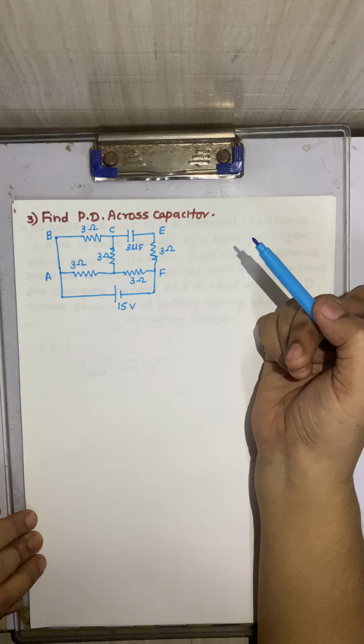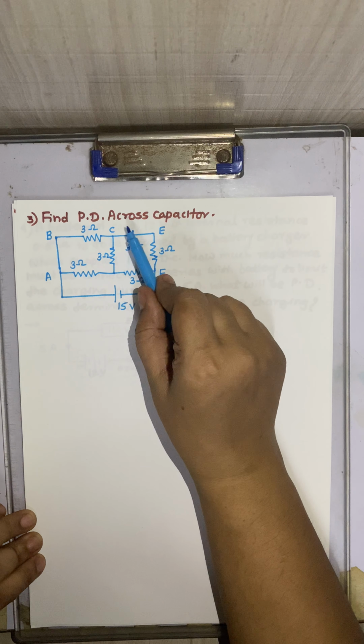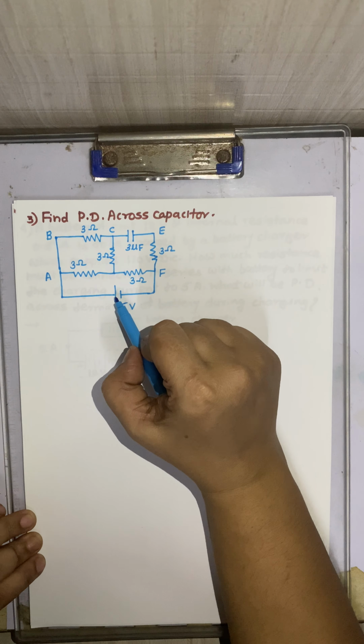First of all, we will understand that whenever the steady state is acquired, initially when the battery connection is started, then after some time the steady state is reached, and at that time the capacitor will be fully charged. Once the capacitor is fully charged, no current will flow through the branch CEF. So the given circuit will be reduced, because in this branch CEF, as the capacitor is now fully charged, no current flows through it. This branch is not having any current, but the remaining branches are having the current.